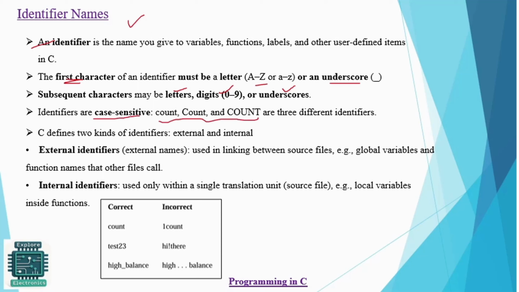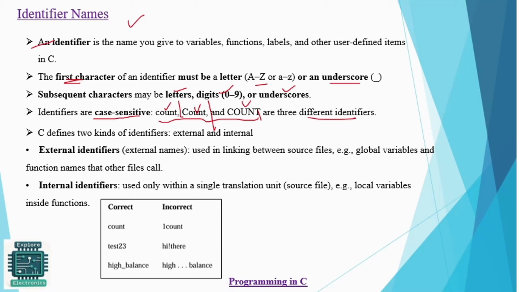Here you can see the example: count, Count, COUNT. The pronunciation or sound remains the same, but it is case sensitive. The compiler takes it as three different words, three different identifiers.